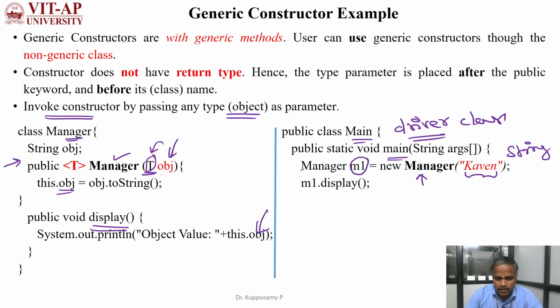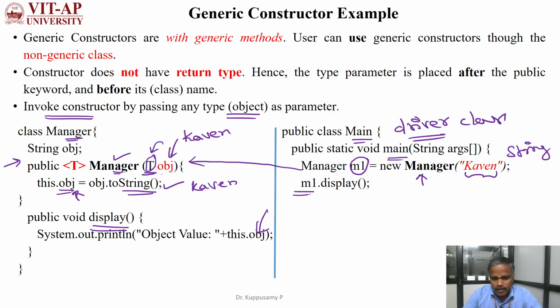What will happen is control passes to the constructor Manager, which receives Kevin as a value. Then that value is converted into a string and stored in obj. Now Kevin is the value in obj.